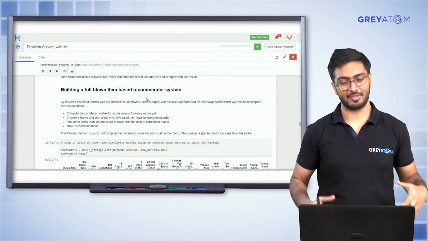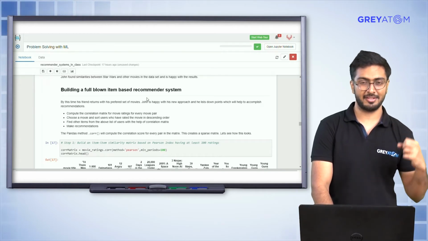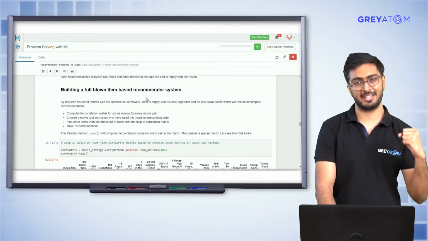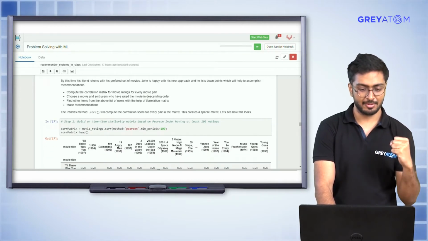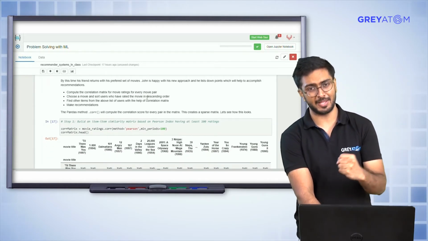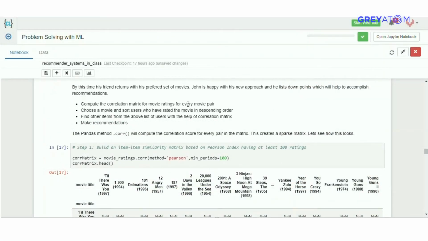Now we have to do this for all movies, and then once we do that, you remember the second part. The second part is figuring out which movie to recommend to which user, right? To do that, first we have to get the item similarity matrix. That's the first step. Once we do that, we have to choose a movie and sort the users who have rated that movie in descending order, and find other items from the above list of users with the help of the correlation matrix, and then make recommendations, right?